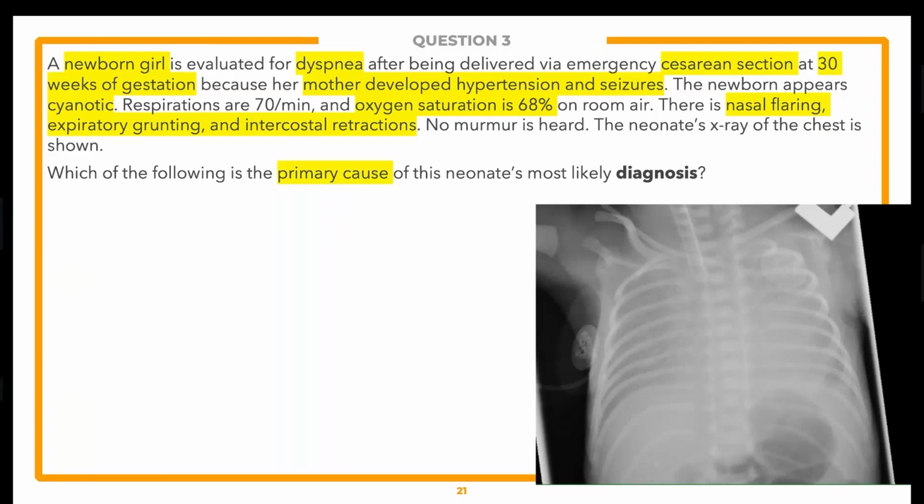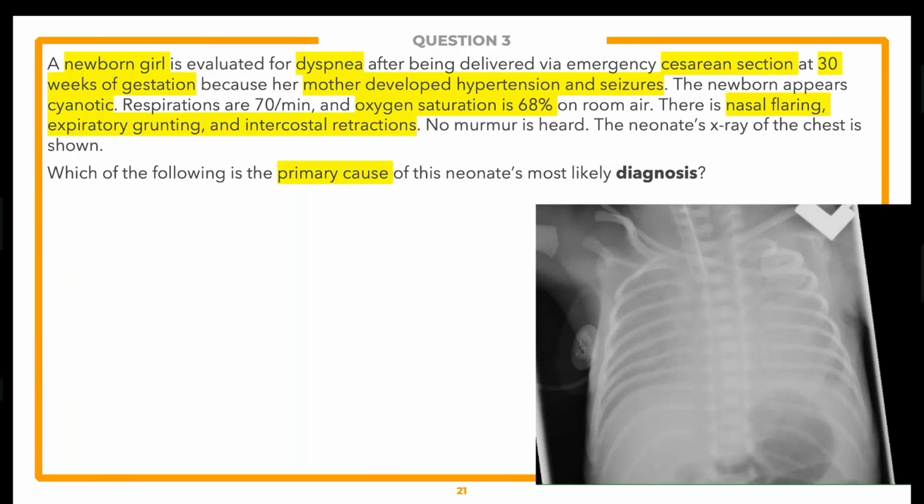What's the primary cause of the patient's most likely diagnosis, right? So you have a cause and a diagnosis. Very typical Step 1 style question, actually the most common for Step 1. So you want to think about the presentation and then try to figure out what's happening. What's the primary cause of the diagnosis? A newborn girl, we know that, has dyspnea. Now she was delivered by C-section at 30 weeks gestation.